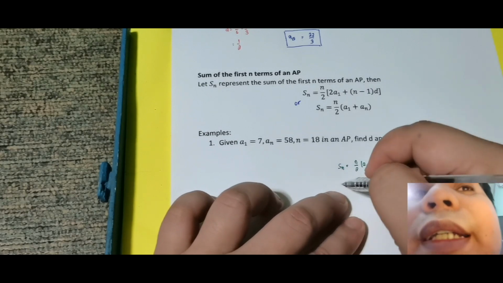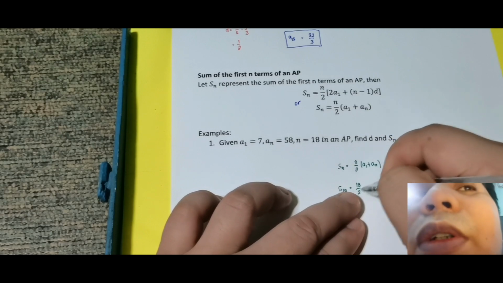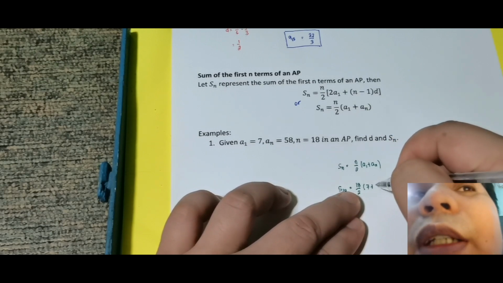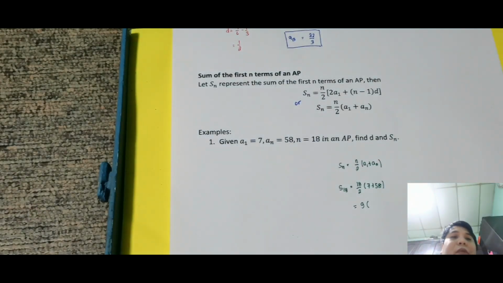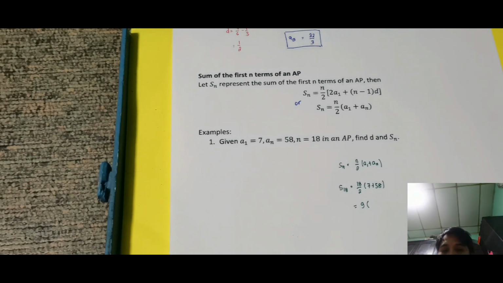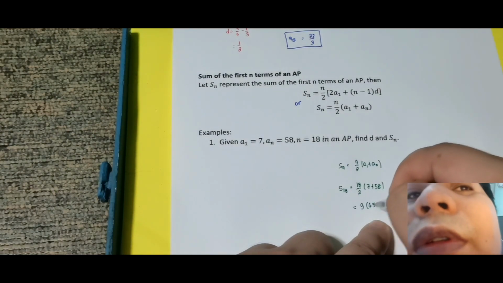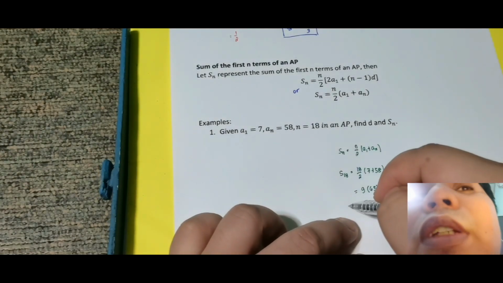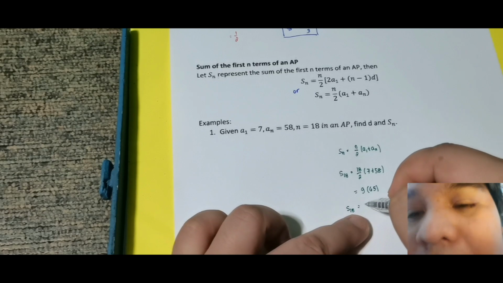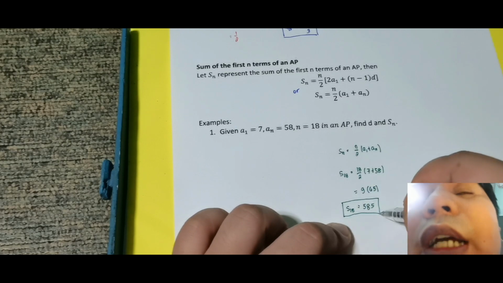So, ano yung S sub n pala by the way? S sub n is S sub 18. So, this is S sub 18 is equal to 18 over 2 multiplied by 7 plus 58. Okay, so this is equal sa 9 times 7 plus 58. That is 65. So, 65 times 9, that is 585. So, S sub 18, yung sum ng 18 terms na to is 585. So, again, ang ginagawa nito is sinasum na natin yung term. Ina-add na natin yung mga term. Yung 18 terms, pag in-add mo, 585.